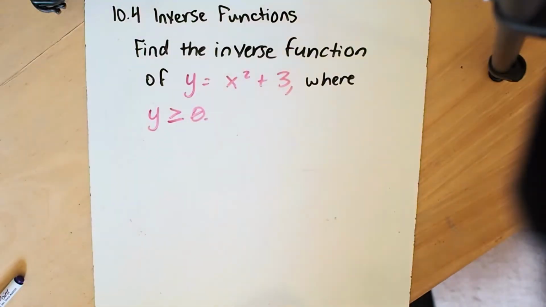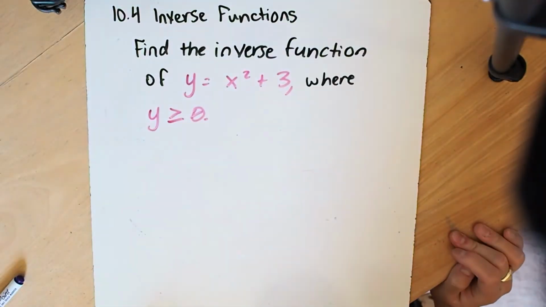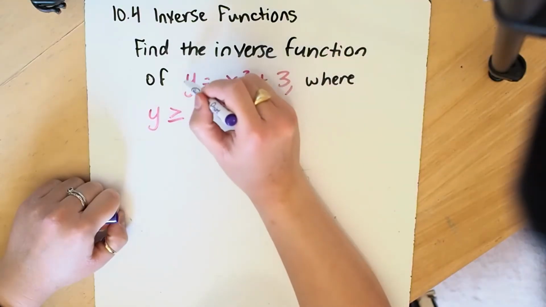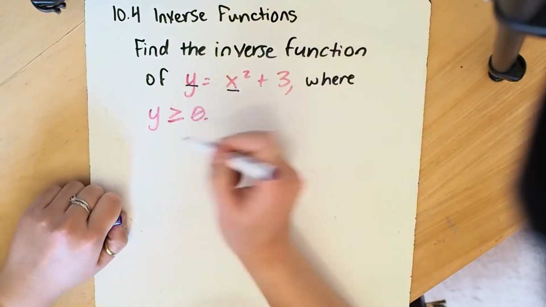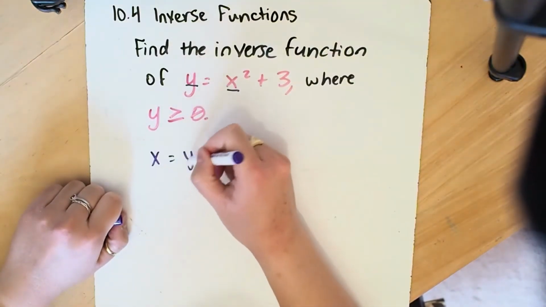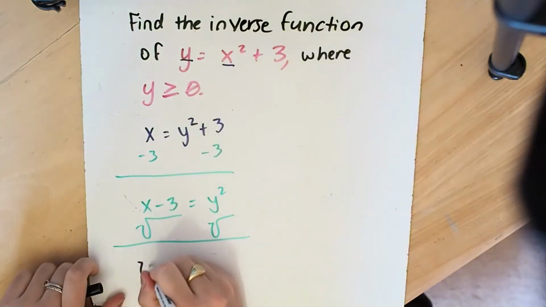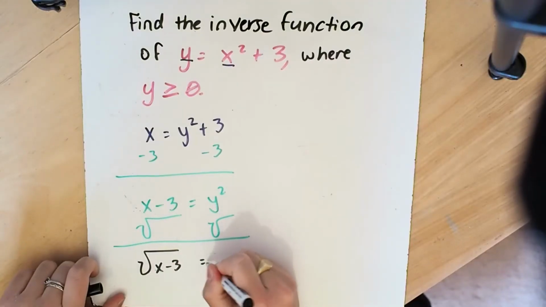Here's an example of the type of problem you might encounter. You're supposed to find the inverse function of y equals x squared plus 3, where y is greater than or equal to 0. So again, our first step is just to switch the y and the x. So we're going to have x equals y squared plus 3, and now we need to isolate y by itself. We can just use SADMAP, and we'll get the square root of x minus 3 equals y.